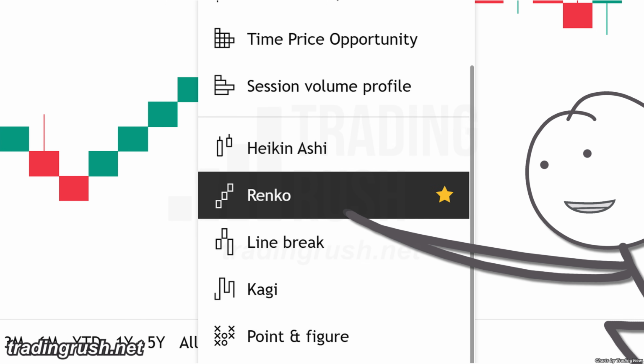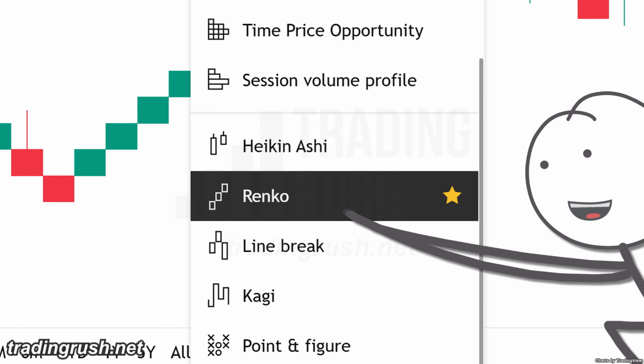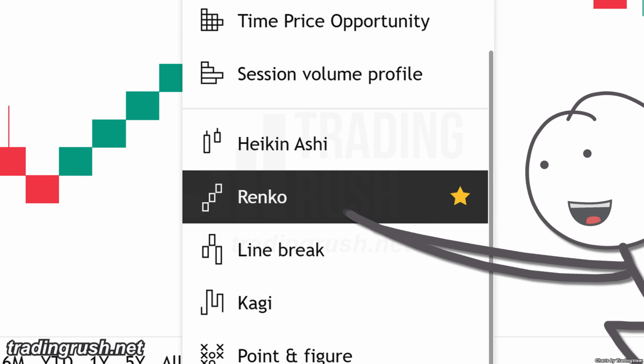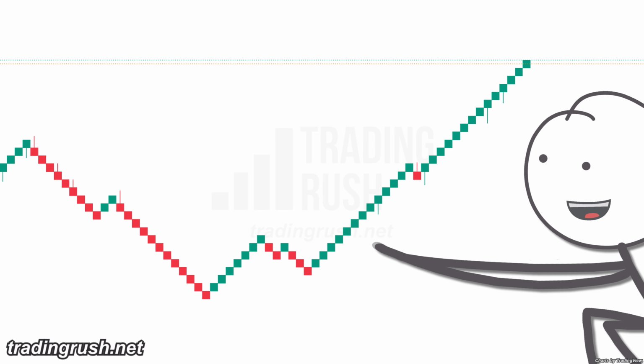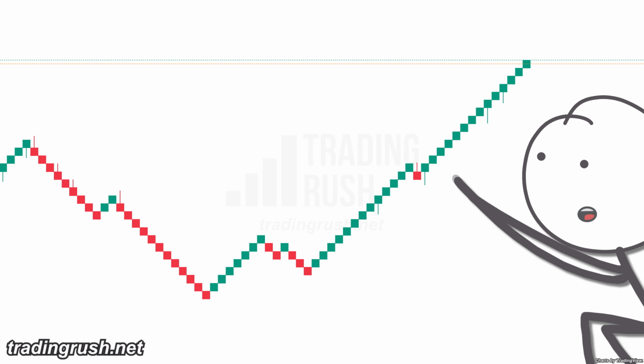Number 10. When I saw Renko charts as a beginner trader around 8 or 9 years ago, I thought I had found the best chart type. You know how the price stays in a range and there is a lot of random, nonsensical movement between the up and down moves? Well, this chart type filters out all that sideways random noise. It only shows a green or red brick when the price has moved by a certain amount up or down.